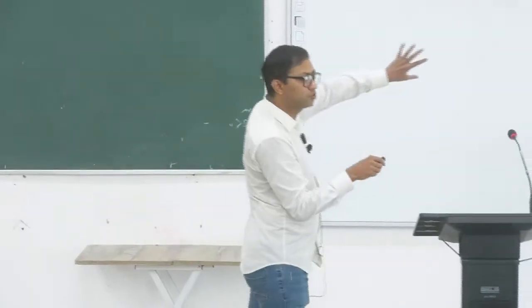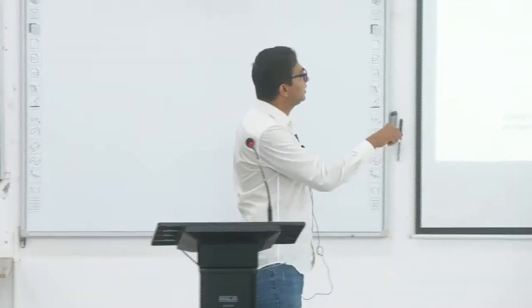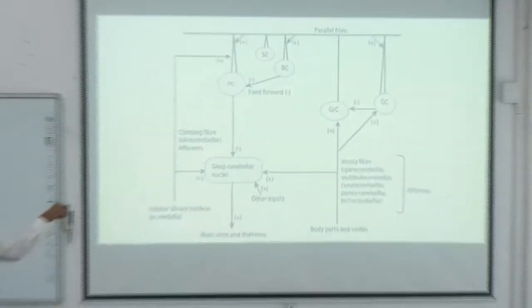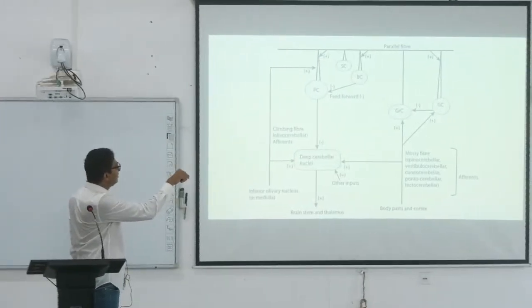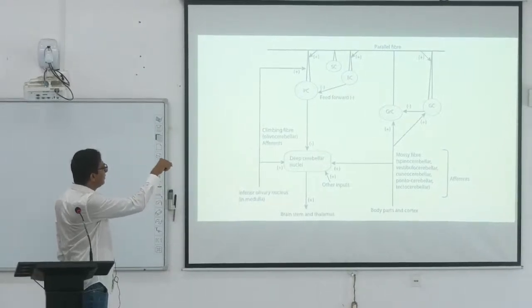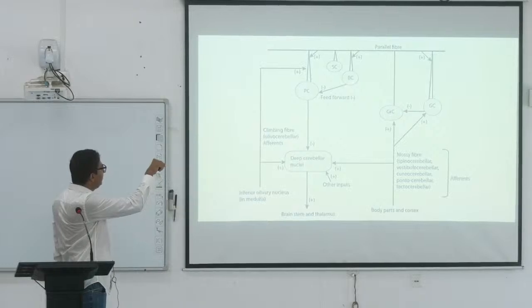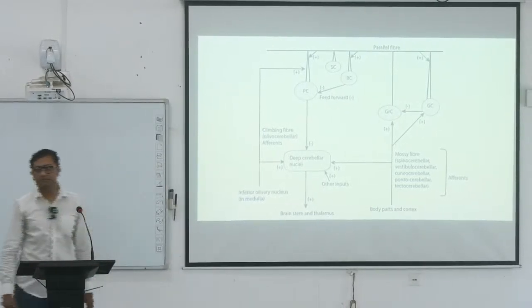If you remember to draw this diagram, you will always remember what feed forward inhibition is. Here the granular cell activates the basket cell, see the plus sign, through parallel fibers, and the basket cell in turn inhibits the Purkinje cell. So it is feed forward inhibition, right.